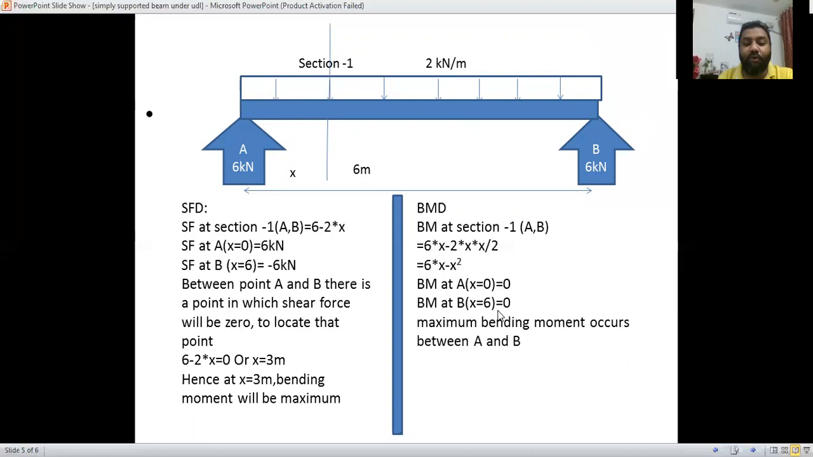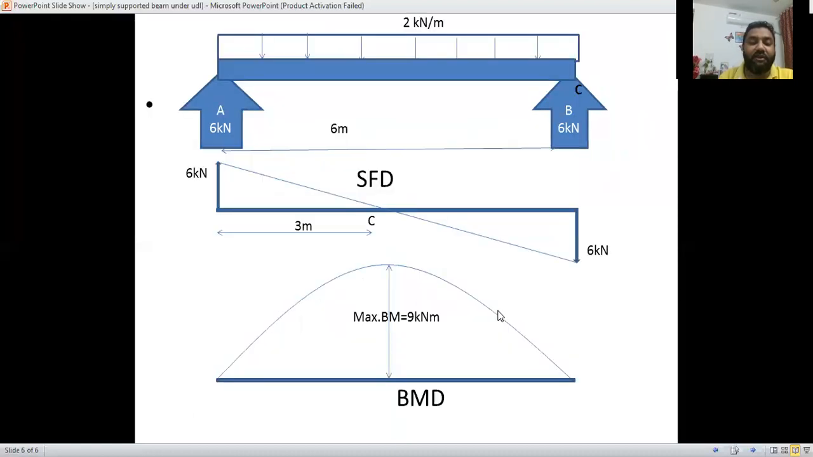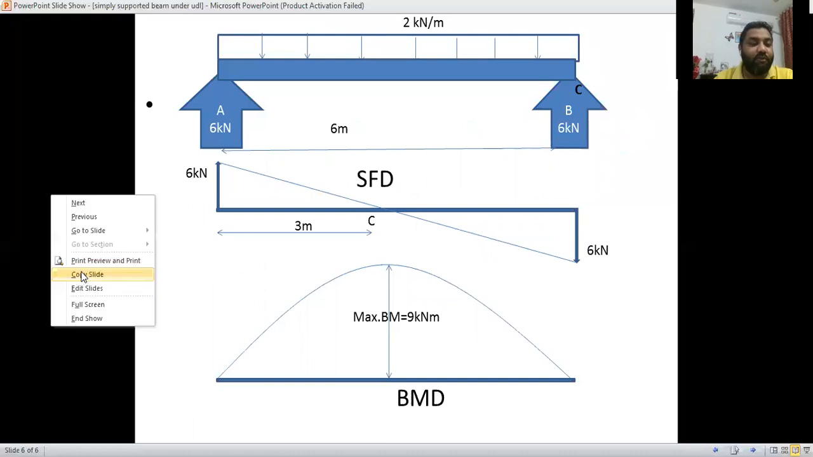So the maximum bending moment occurs between A and B. Now the equation of bending moment between A and B is 6x minus x square. So I'll put the value of x in this equation. x is 3. So if I put x equal to 3, I'll get the maximum bending moment as 9 kilonewton meter. So the maximum bending moment is 9 kilonewton meter. Now this is the shear force and bending moment diagram.